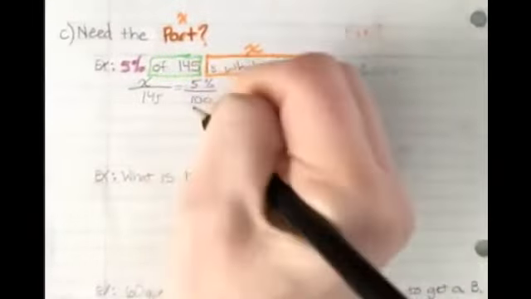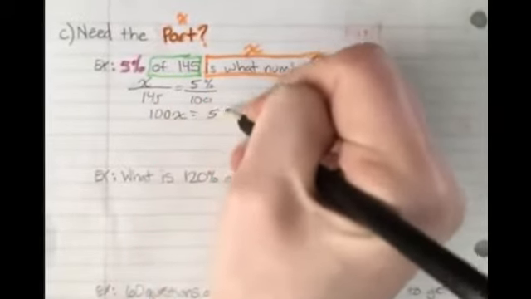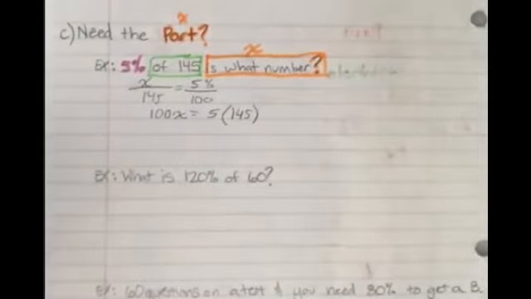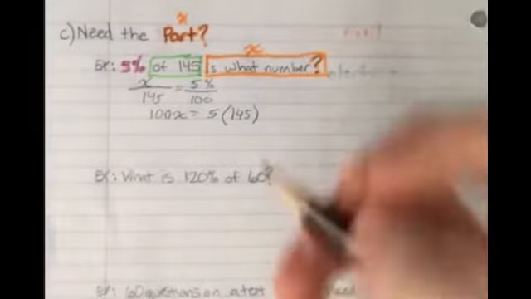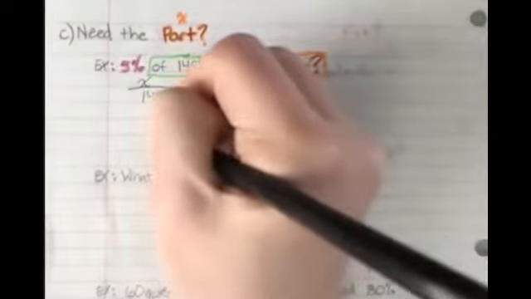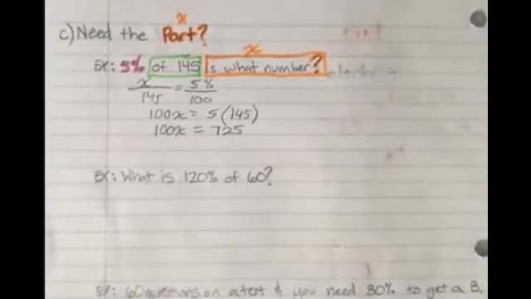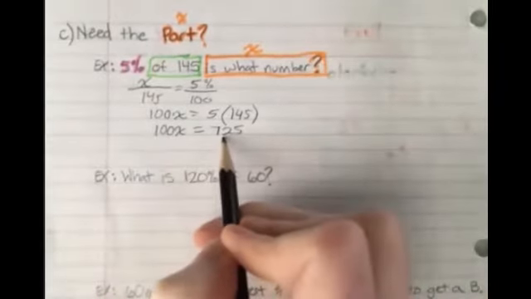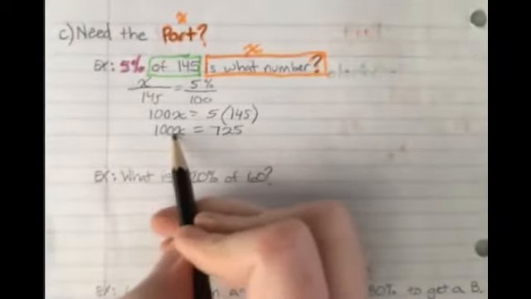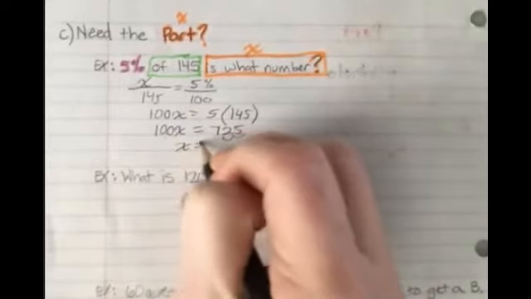When you cross multiply, you're going to have 100x equals 5 times 145. You must multiply those two numbers, and then you'll get 725 equals 100x. At this point, you must get x by itself by division. So divide by 100, divide by 100. Remember, dividing by 100, since there are two zeros, means move the decimal 2 places. So then x equals 7.25.